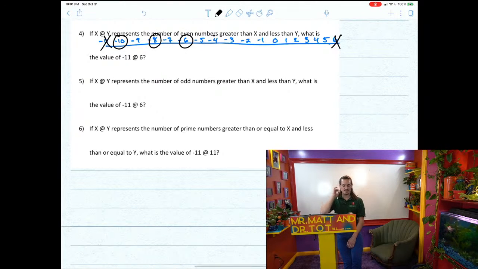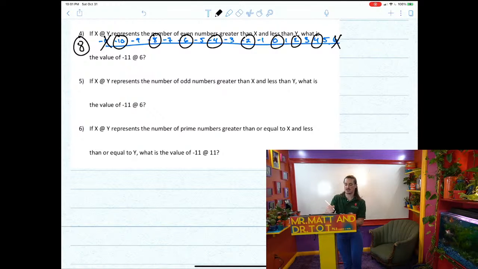Number 5, if x @ y represents the number of odd numbers greater than x and less than y, what is the value of negative 11 @ 6? So again, we're still greater than x and less than y. So these two endpoints are still exclusive to the domain, so we cannot count them. So we're going to have negative 11, negative 10, negative 9, negative 8, negative 7, negative 6, negative 5, negative 4, negative 3, negative 2, negative 1, 0, 1, 2, 3, 4, 5, and 6. But we can't count negative 11 nor positive 6, so those values are out.